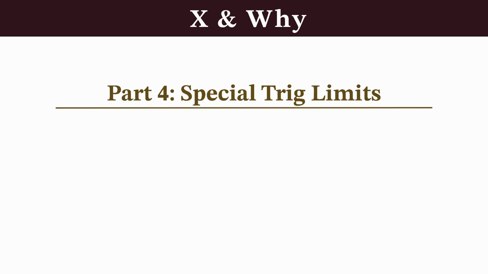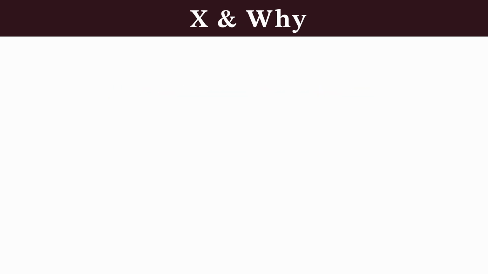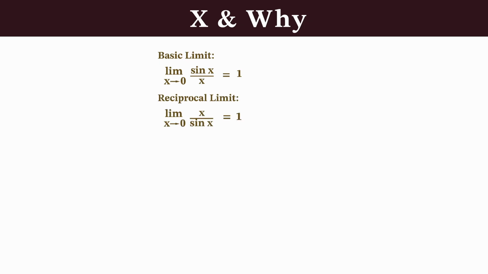Part 4. Special trig limits. It is a good idea to memorize these special trig limits as they are essential in many calculus problems. Basic limit. Limit as x approaches 0 of sine x over x equals 1. Reciprocal. Limit as x approaches 0 of x over sine x equals 1. Cosine limit. Limit as x approaches 0 of 1 minus cosine x over x squared equals 1/2.